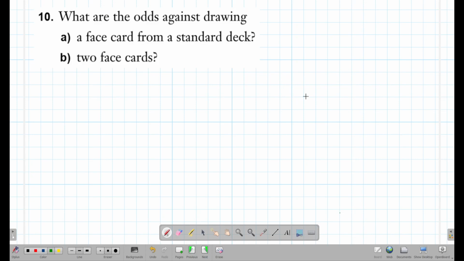All right, this is question 10 for 6.2, the section on odds. This question reads, what are the odds against drawing a face card from a standard deck and two face cards?